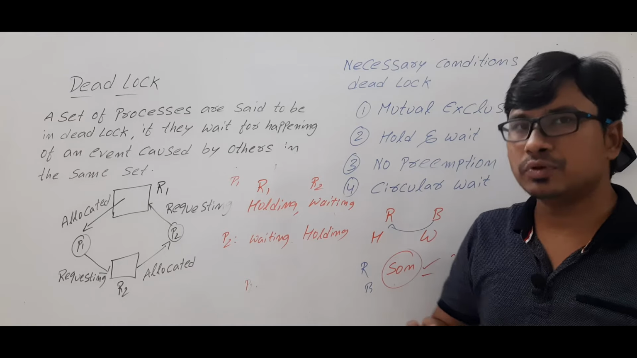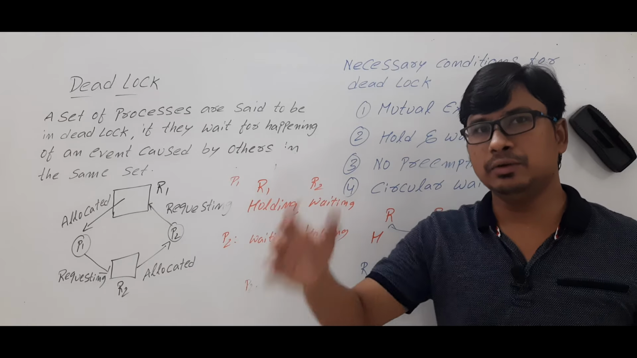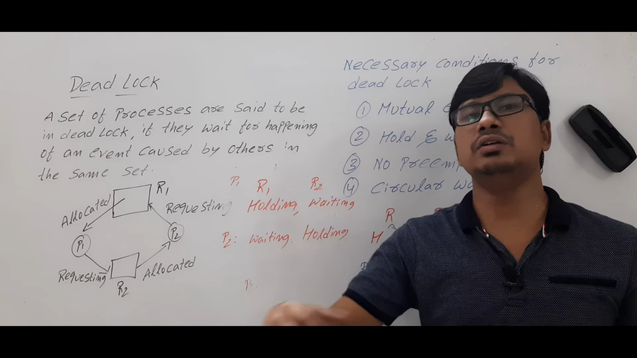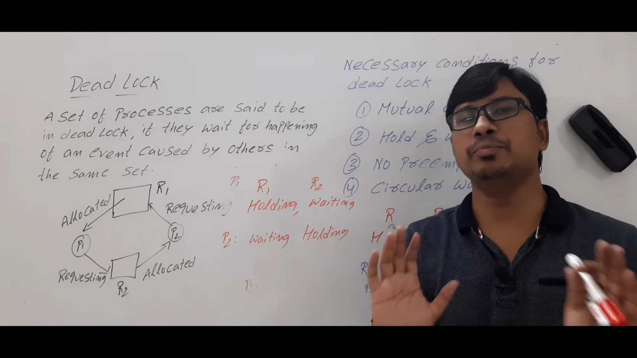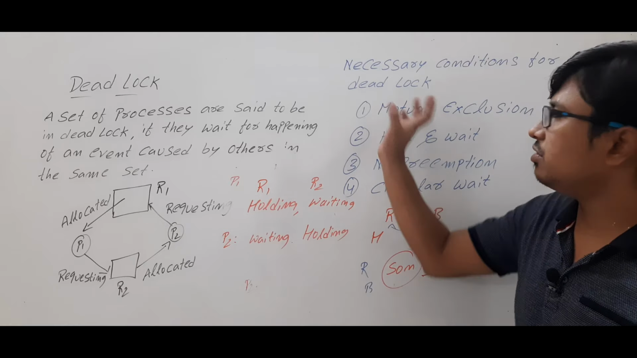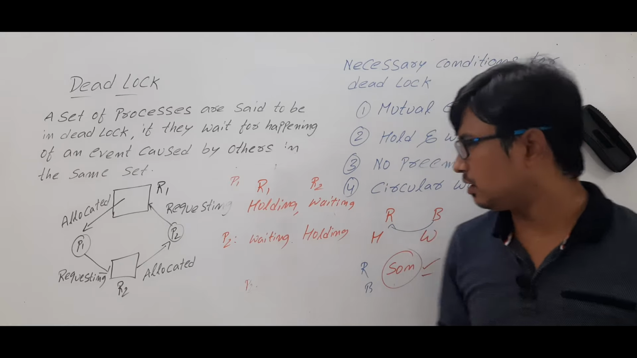Suppose let's take that the process P1 is doing the printing. Now suddenly someone, or the operating system, should not release the printer from the process P1. Are you able to understand? So no preemption is one of the necessary conditions for a deadlock.